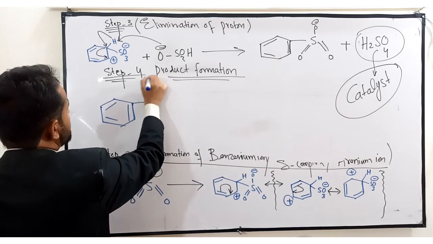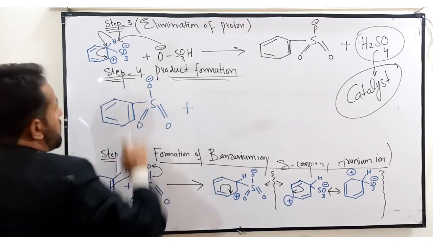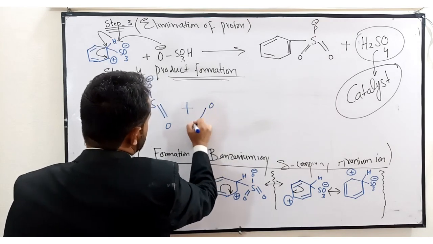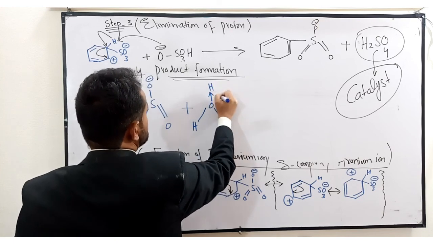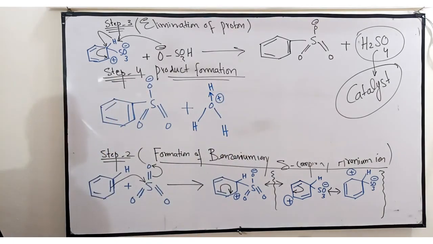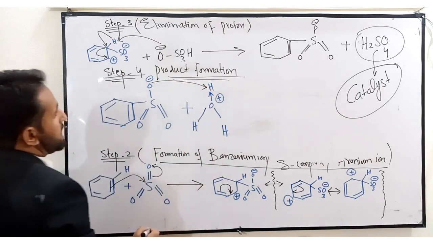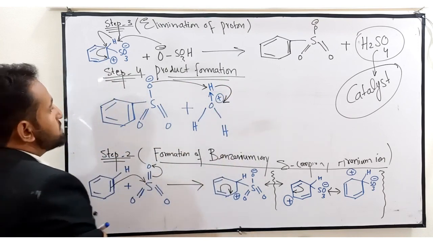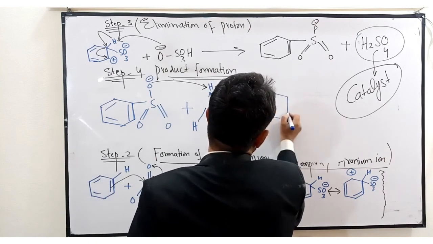Sulfur, O negative, double bond. Now this O negative will abstract its proton from the hydronium ion which was formed. This is the hydronium ion, which was formed during the generation of the electrophile. So basically, this oxygen will give its electron to this proton, and the proton will give its electron to this positive oxygen, which becomes neutral in nature.